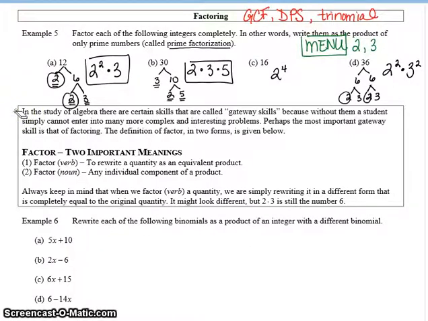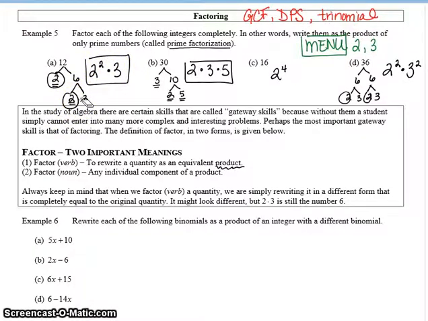Alright, in the study of algebra, there are certain skills that are called gateway skills because without them, a student simply could not enter into many more complex and interesting problems. Perhaps the most important gateway skill is that of factoring. The definition of a factor in 2 forms is given below. Factor as a verb means to rewrite a quantity as an equivalent product, meaning what times what can give you that. Factor as a noun is any individual component of a product. For example, 2 squared times 3 are the factors. It's in its factored form, but 3 is a factor as well as 2 is a factor.